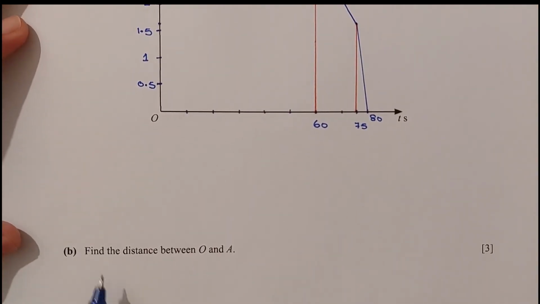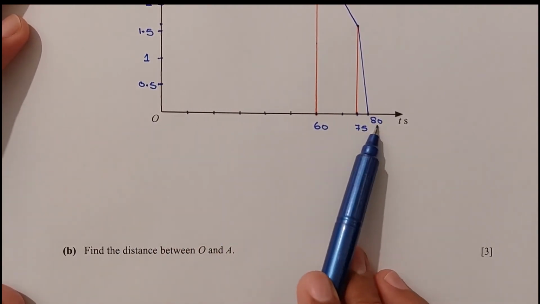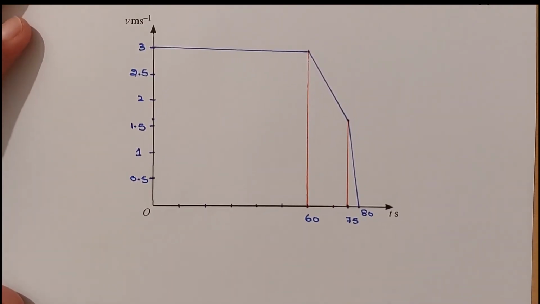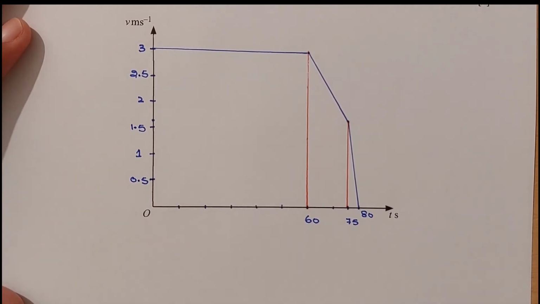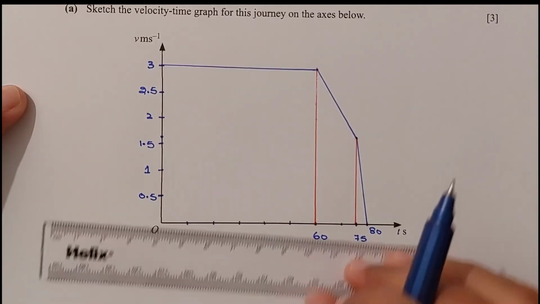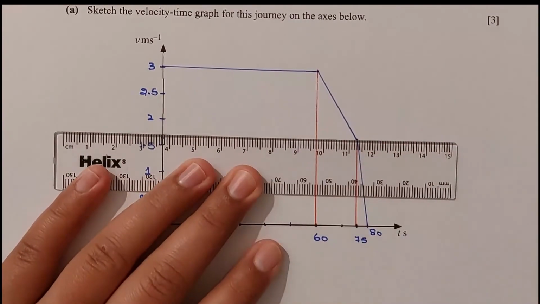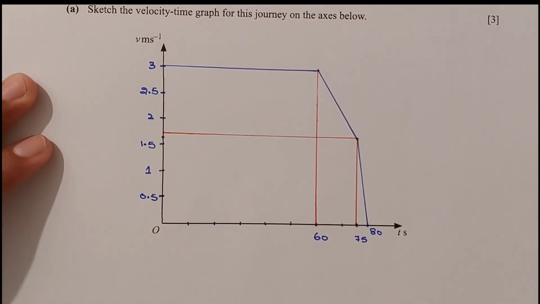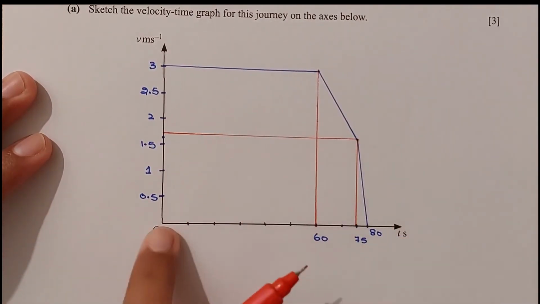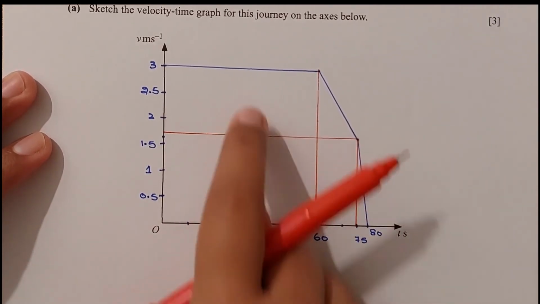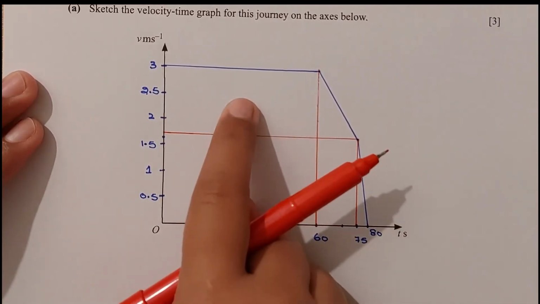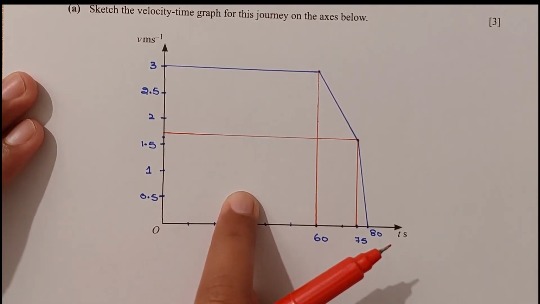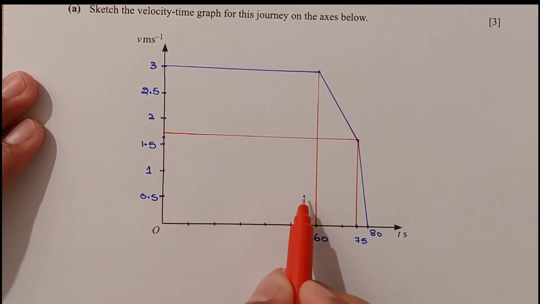Now for part B, find the distance between O and A. So this is the point O and this is point A. So the distance traveled from the velocity time graph is the area under the curve, right? So we have to find the area under the curve. So let me draw this line. As you can see, these are the two parallel sides and these are the two parallel sides. So these are the two shapes. We need to find the area for this and this shape. So these two look like a trapezium.